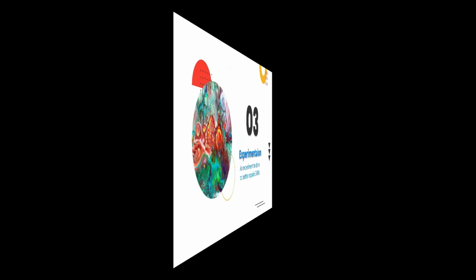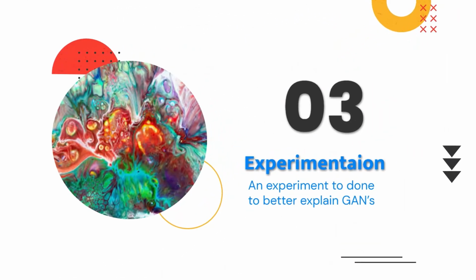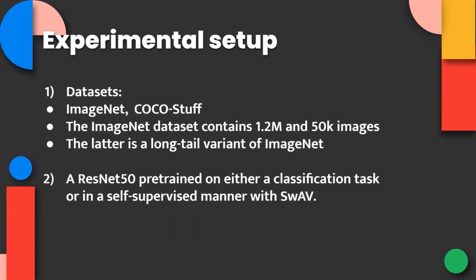Moving forward, these are some experiments that were done on GANs using ICGAN. So these are the results for the same. We used ImageNet and COCO-Stuff datasets and trained our GAN model on 50K images. The model is known as ICGAN and uses a ResNet pre-trained model for the actual differentiation.